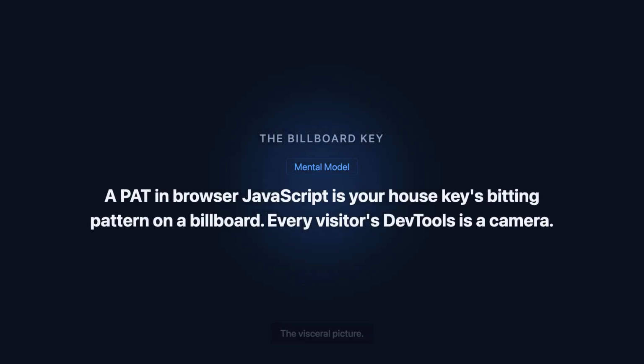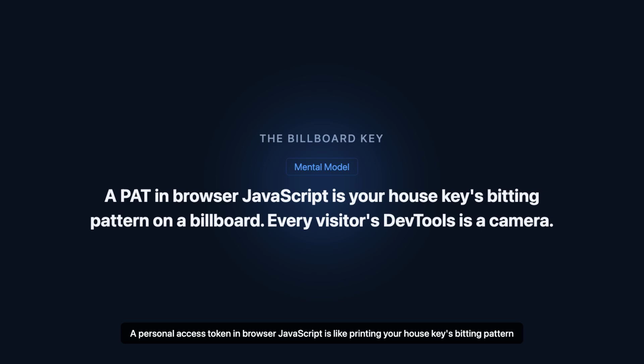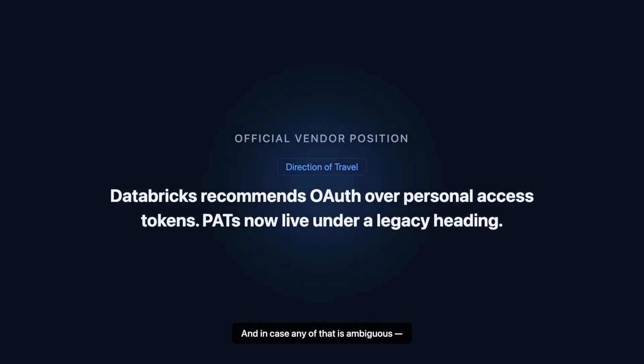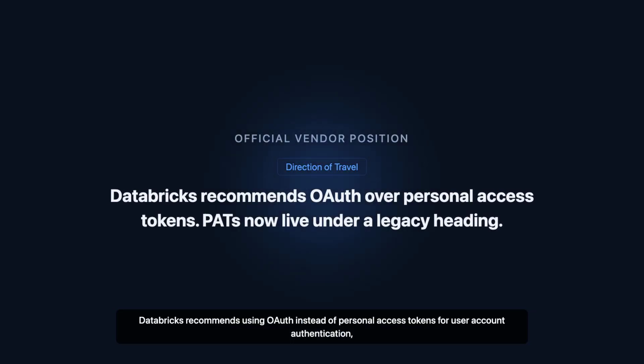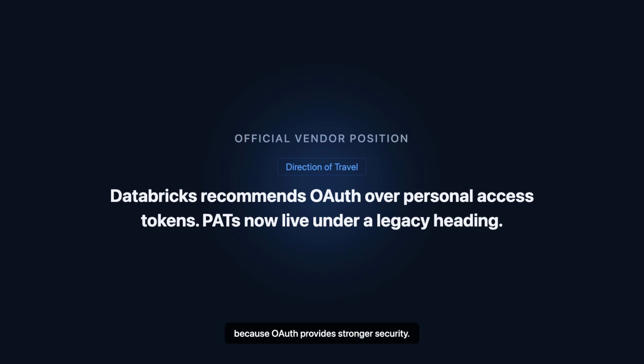The visceral picture. A personal access token in browser JavaScript is like printing your house keys' bitting pattern on a billboard out front. Anyone walking by with a camera can cut a copy and let themselves in. Browser dev tools are that camera, and every single visitor to your app has one built into their browser. And in case any of that is ambiguous, Databricks recommends using OAuth instead of personal access tokens for user account authentication, because OAuth provides stronger security. The personal access token documentation now lives under a legacy heading. The direction of travel is clear.